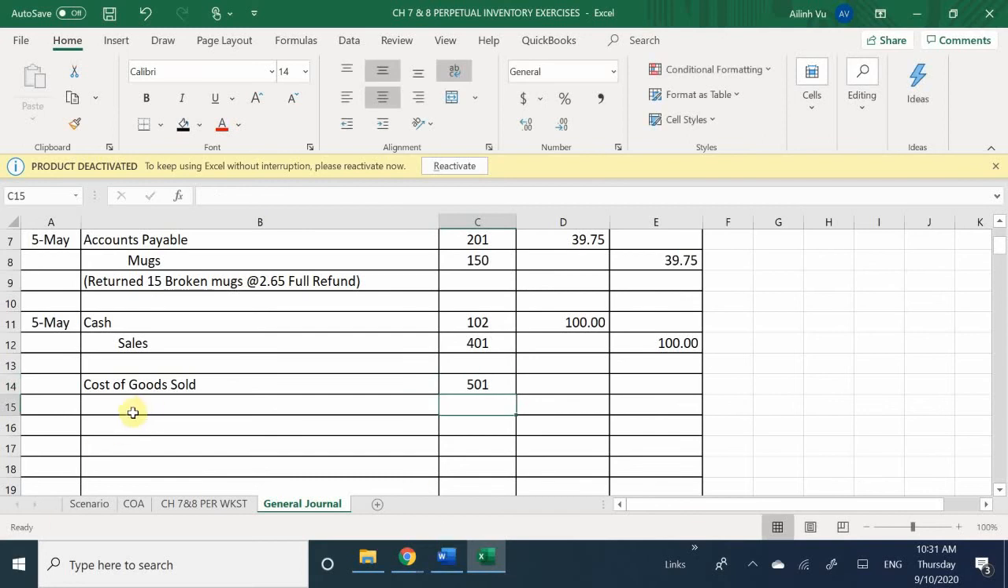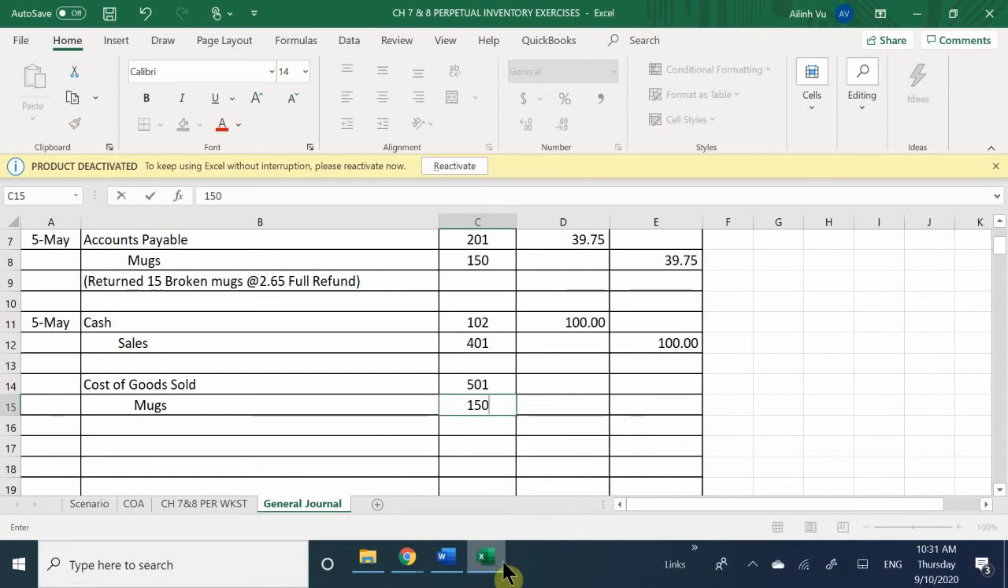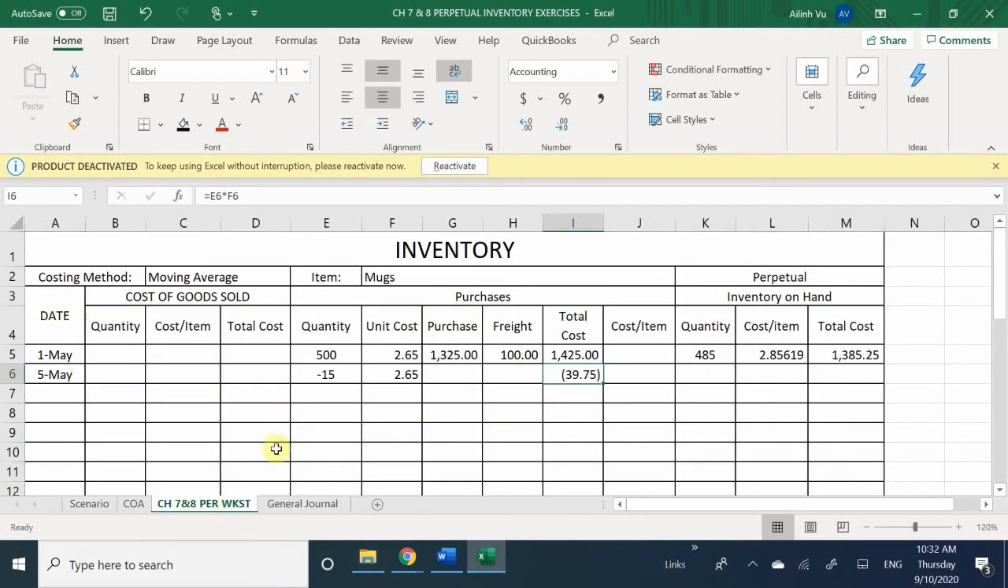And lastly, our inventory, right? We're updating our inventory, so therefore we're subtracting from our inventory. So mugs is going to be my inventory that I'm getting rid of, which is 150. Now, let's go ahead and calculate this cost of goods sold in our inventory worksheet.